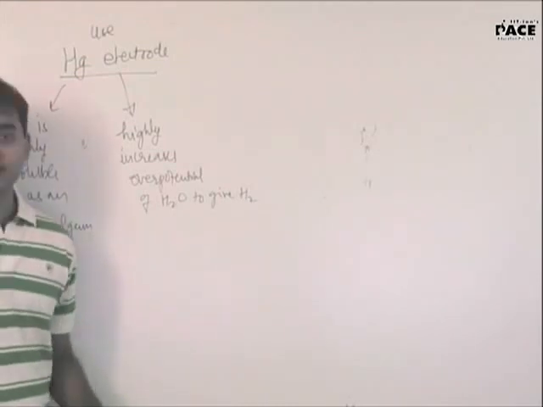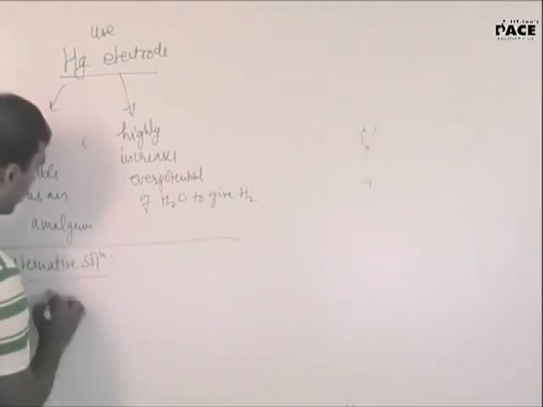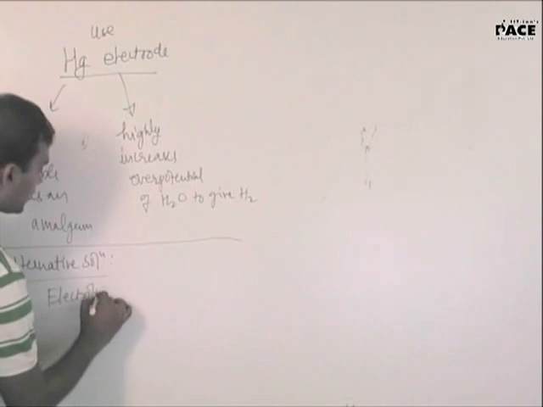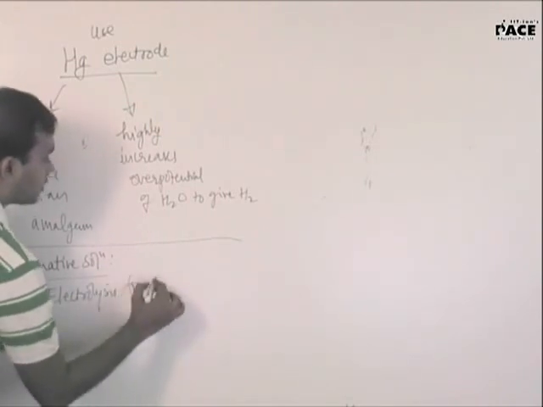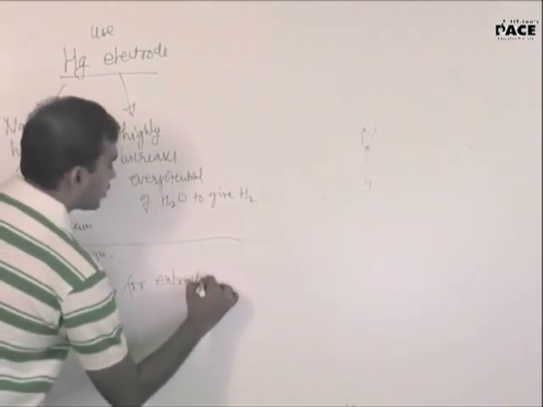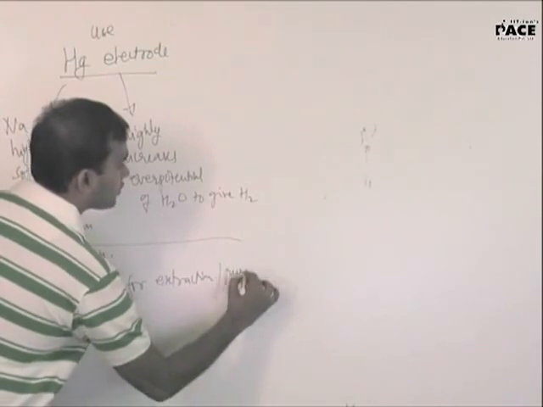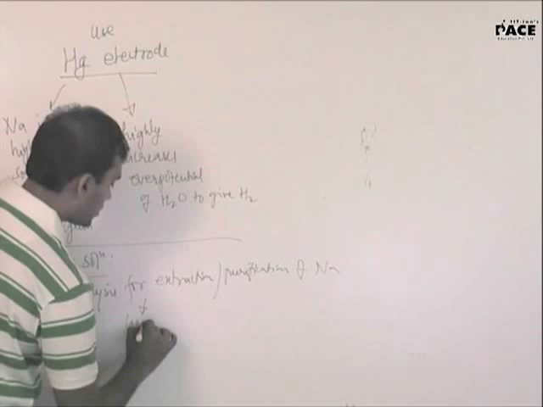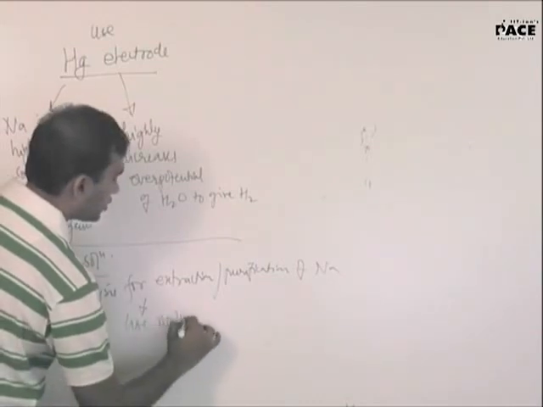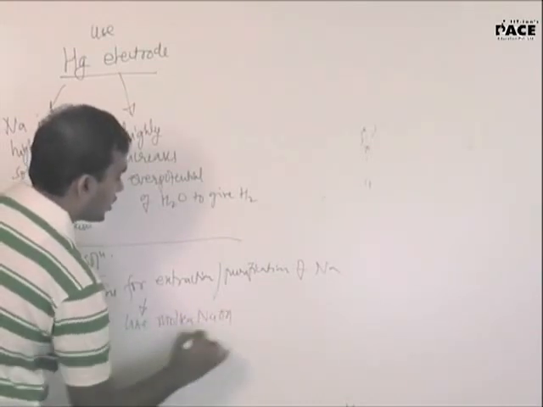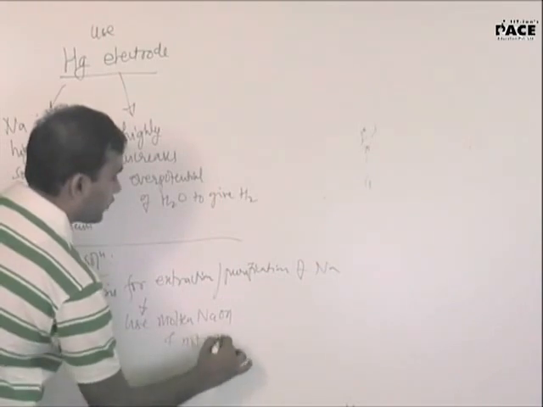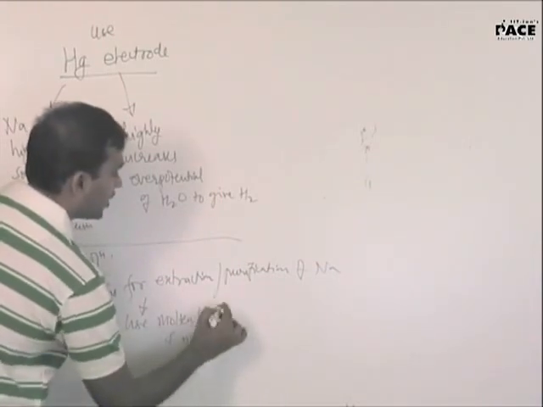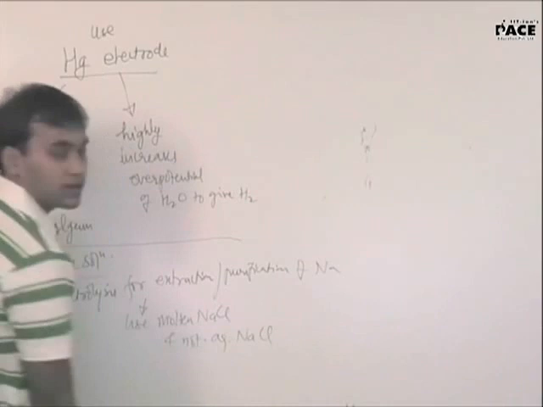So what we do actually is, if we want to conduct electrolysis for extraction or purification of sodium, what will we do? Use molten NaOH and not aqueous. Use molten NaCl and not aqueous NaCl. Clear?